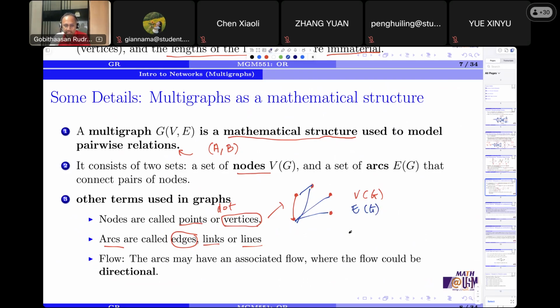Sometimes they have a flow. For example, let's say A to B, or C and D and E. This is, let's say, a road network. A road network can have two-way roads, A to B and B to A, or one way only, for example, B to C. For such a scenario, we have edges with direction. We will see that in a while.